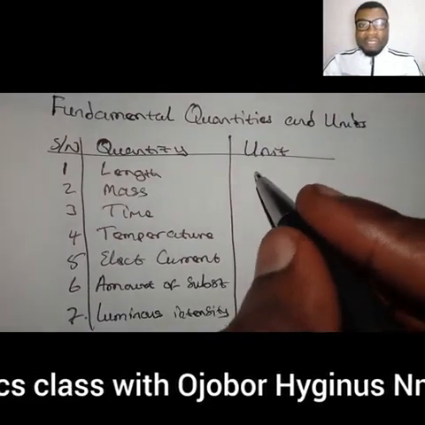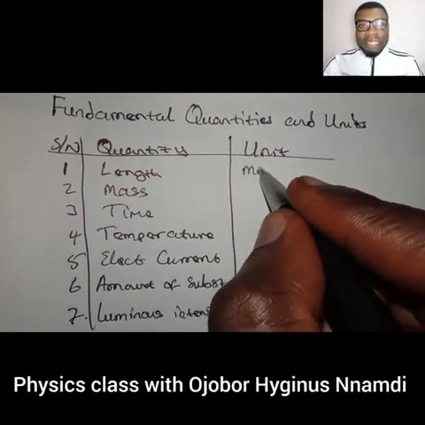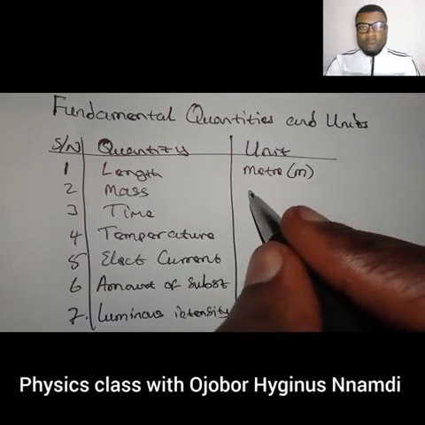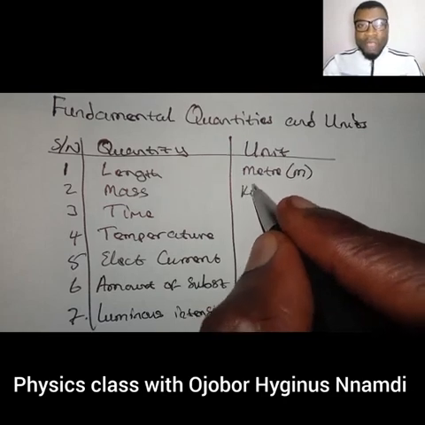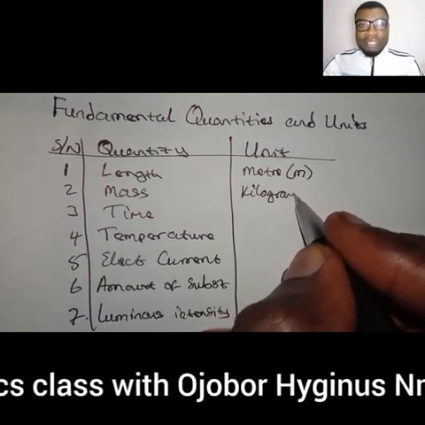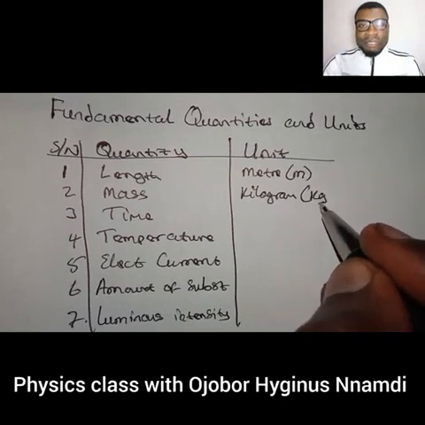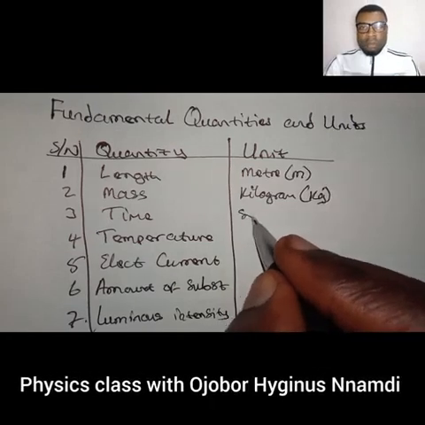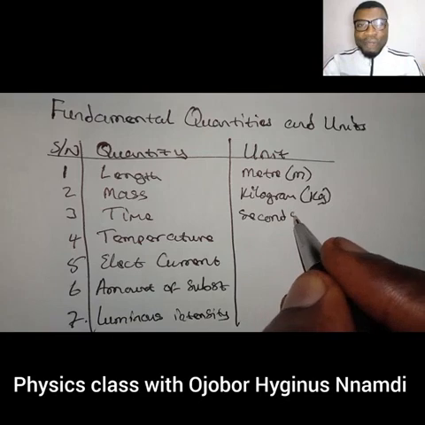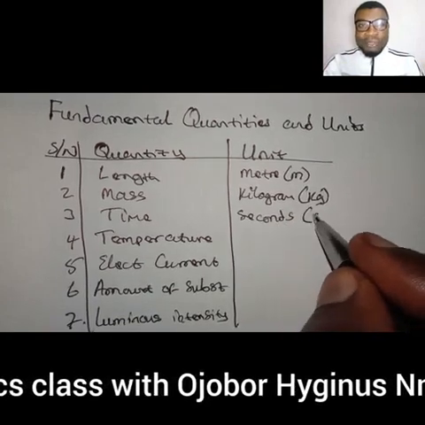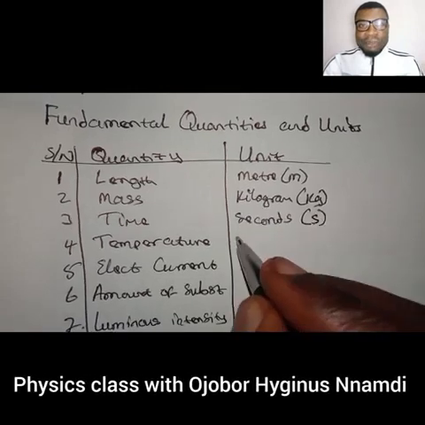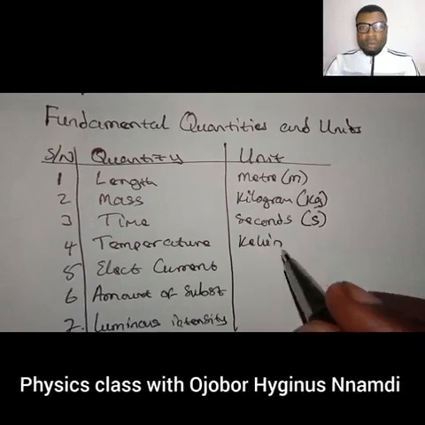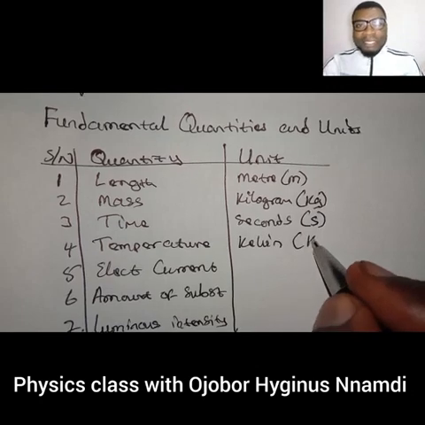Starting with length, the basic unit of length is meter, always written as m, small letter m. The basic unit of mass is kilogram, always written as kg in small letters. The basic unit of time is second or seconds, always written as s, small letter s. The basic unit of temperature is Kelvin, always written as K, capital K.